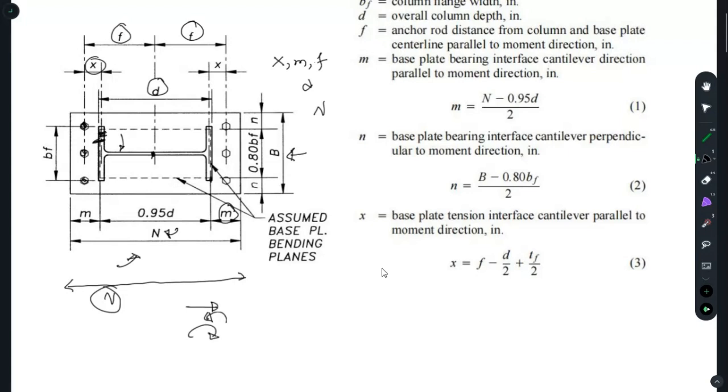One more thing, that is your flange thickness. You'll get it from the AISC manual for the particular section. So you'll need to find out the m value, that is this, and the x value. You will see that later on. So for the m value, you just plug in the value of N, which is parallel to the direction of moment, and you find the depth from the AISC manual. And for the x calculations, you get the value of f. You will be given these dimensions, and you have the total depth of your column section, and you know the flange thickness. So using these two equations, you will find out the values of m and x. You will need them later.